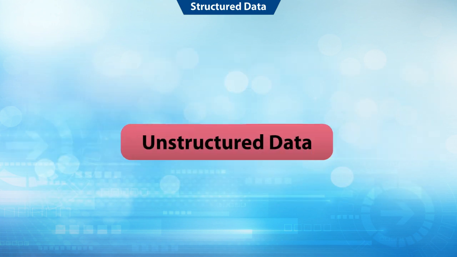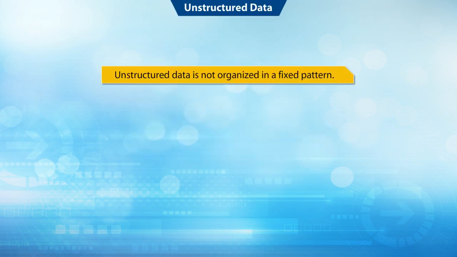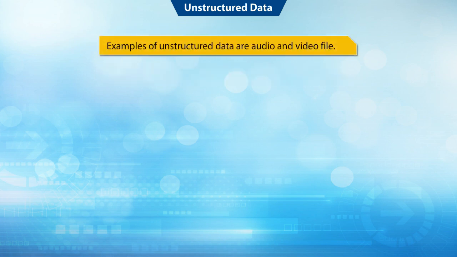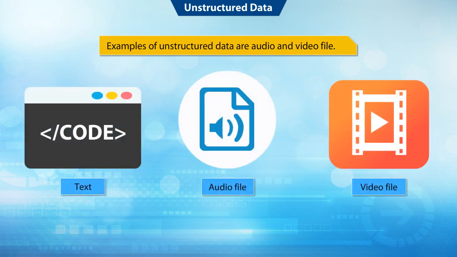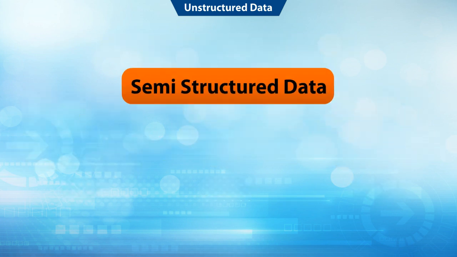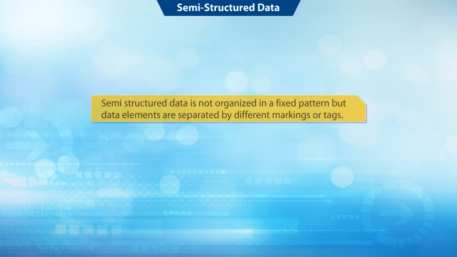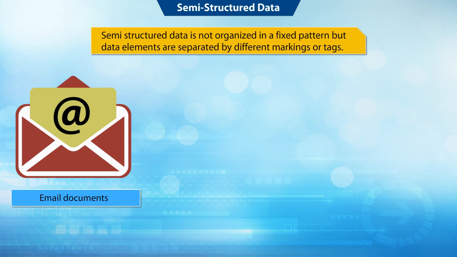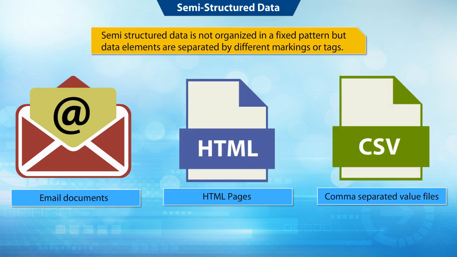Now let's look at unstructured data. Unstructured data is not organized in a fixed pattern. For example, unstructured data is a combination of text, audio, and video files. Let's look at the semi-structured data. Semi-structured data also is not organized in a fixed pattern, but data elements are separated by different markings or tags. The examples are email documents, HTML pages, and comma-separated value files.